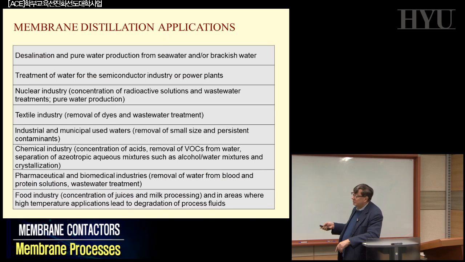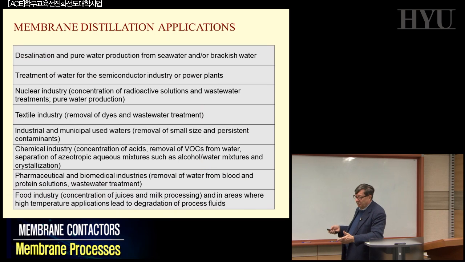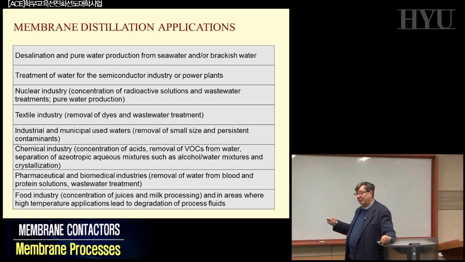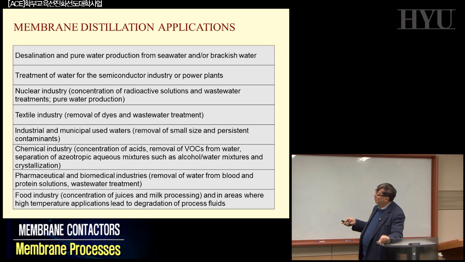Membrane distillation has a lot of possible applications, much more than expected. And I told you it's becoming more and more popular. Plants are already in operation, not large plants, not producing millions of cubic meters of fresh water, but 100 cubic meters per day. They already exist, particularly in the Middle East, in Singapore, in China now, and maybe soon also in Korea. So, desalination and pure water production from seawater or brackish water.